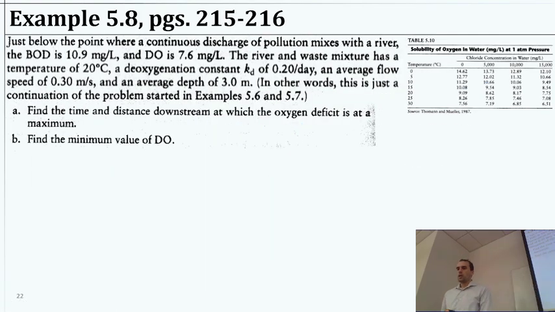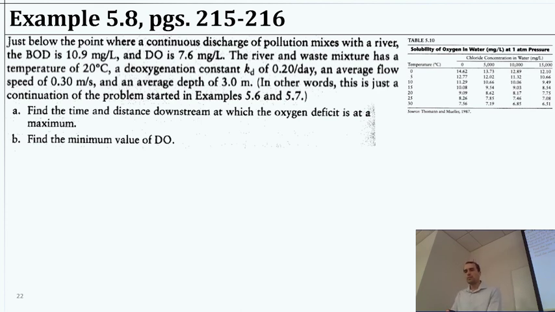Okay. So, example 5.8: just below the point where a continuous discharge of pollution mixes with a river, the BOD is 10.9 milligrams per liter. The DO is 7.6 milligrams per liter. The river and waste mixture have a temperature of 20 degrees Celsius, a deoxygenation rate constant, KD, of 0.2 per day, an average flow speed of 0.3 meters per second, and a depth of 3 meters. Okay, and it's a continuation of the other problems. It just gives all the stuff there.